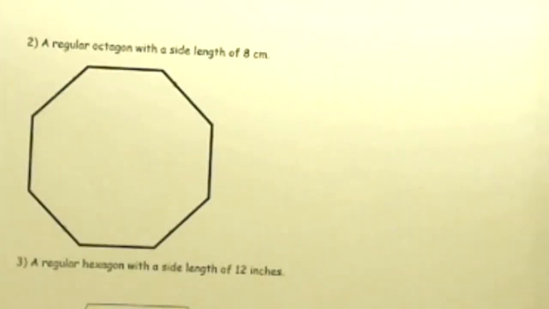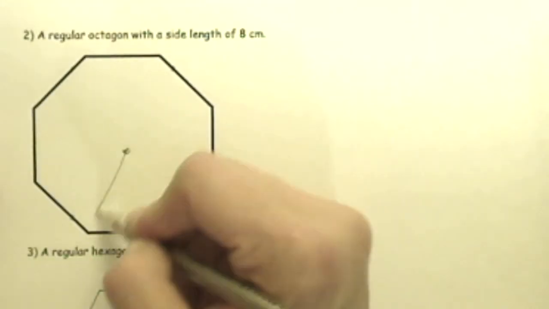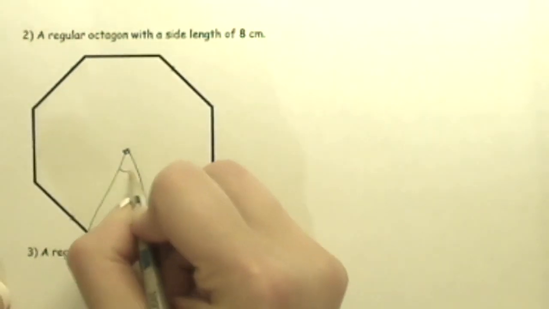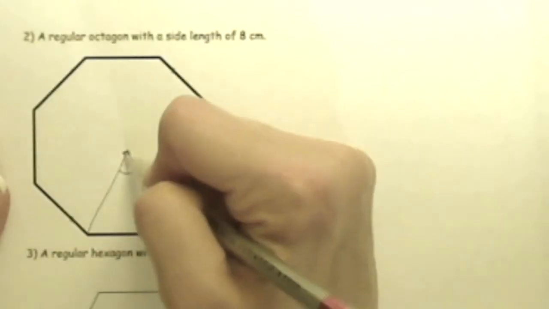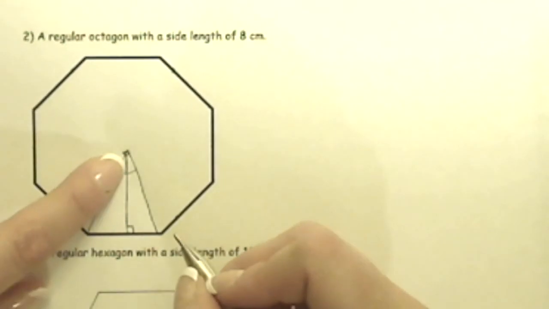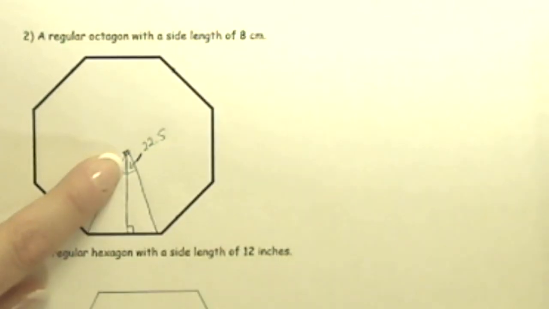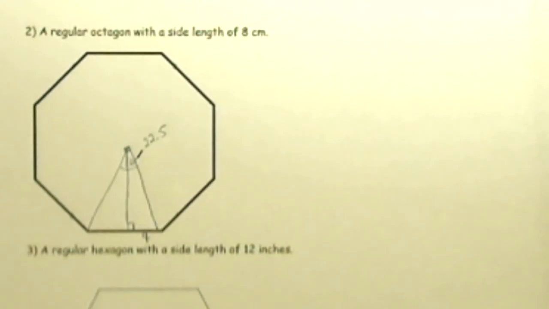All right, the other 2 examples. A regular octagon. Okay, an octagon has 8 sides. So if I take 360 and divide it by 8, I get that this angle here is 45, which you might think, oh, it's a special right triangle situation. But no, really, because the angle we're looking at, just this part of it, is 22.5. A side length is 8 centimeters, which means this is 4.